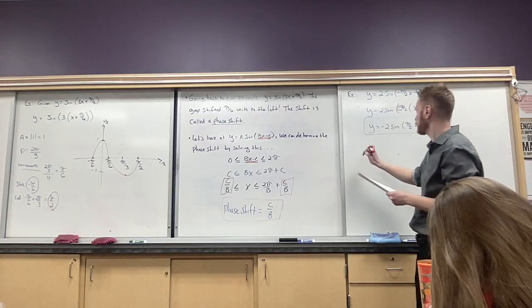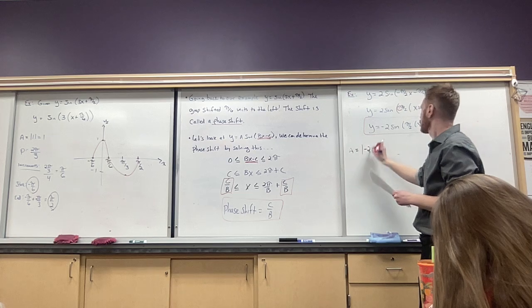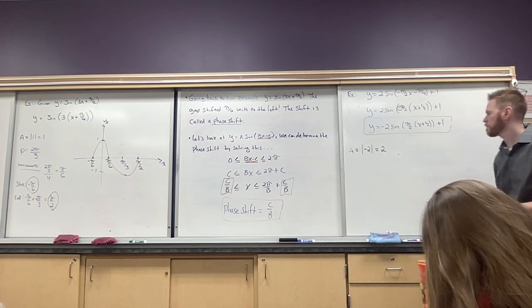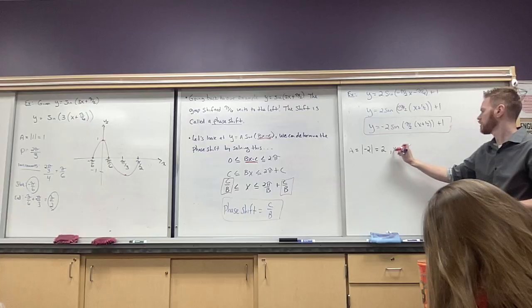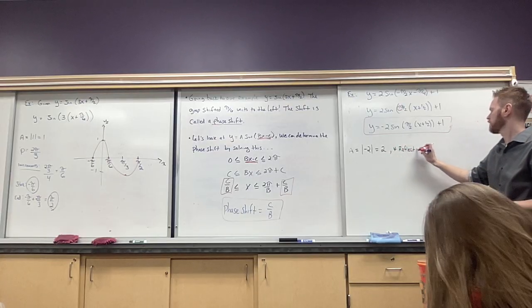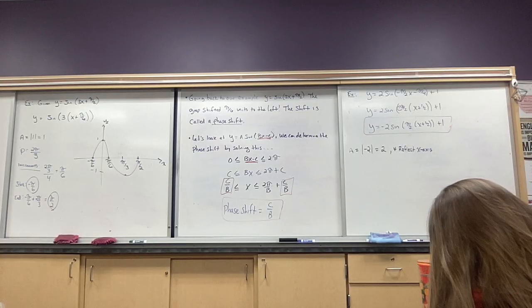Let's list some facts first. Start with the amplitude. The amplitude is the number out in front. We don't care that it's negative. It's just a 2. But I will put a note. Because it's negative, we're going to have to reflect it across the x-axis. So we will make that note there.